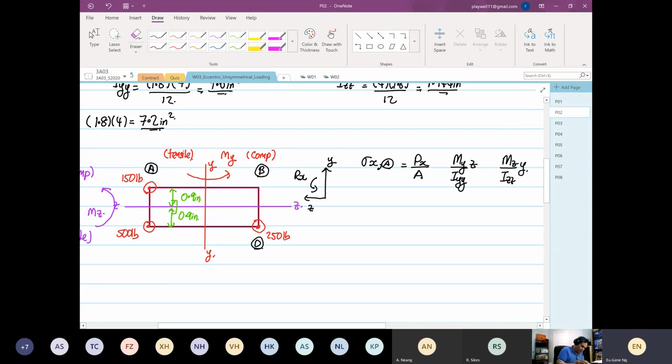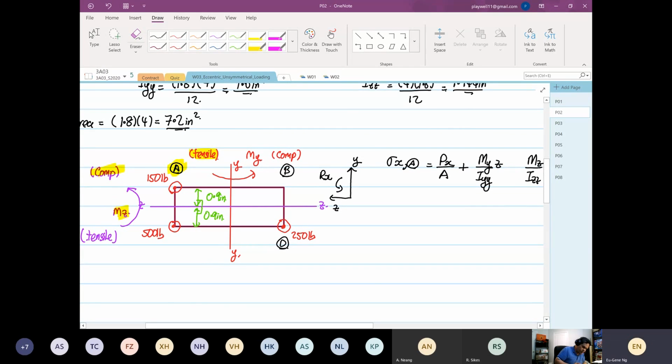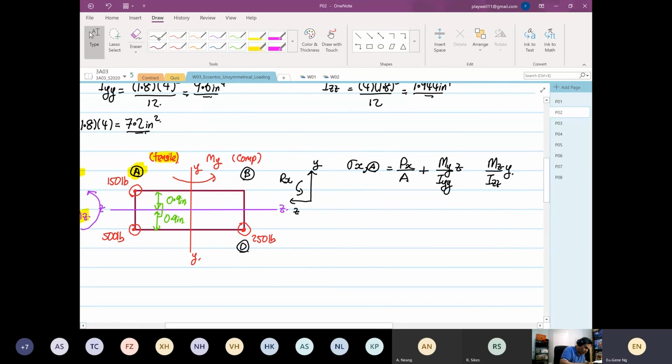So if we were to look at point A now, if we were to focus at point A now, right? If we look at point A now, so this is our point A. And then My is going to cause a tensile. You can see it over here. My is going to cause a tensile. So you just put positive down here. And then Mz, you look at Mz, at point A is going to induce a compression. Okay, it's induced a compression. Then that's where we know that we're going to put the minus sign. That's why I say don't worry about the sign. Once you got the vector right, do not worry about the signs.